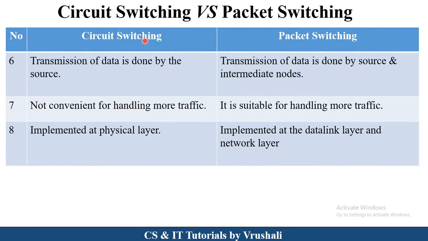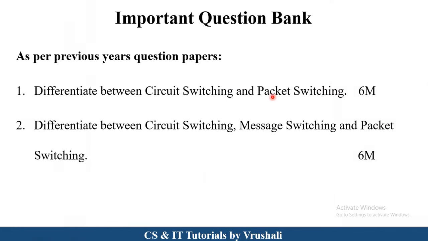In circuit switching, transmission of data is done directly by the source, but in packet switching, transmission of data is done by the source as well as intermediate nodes. Packet switching is suitable for handling more traffic, circuit switching is not suitable. And circuit switching is implemented in the physical layer of the OSI model and packet switching is implemented in the data link layer and network layer of the OSI model. From your exam point of view, these two are the most important questions: difference between circuit and packet switching for 6 marks, and difference between circuit, message and packet switching for 6 marks.